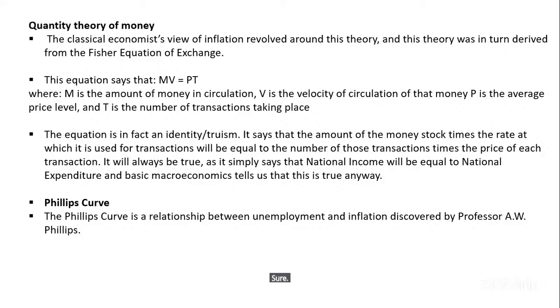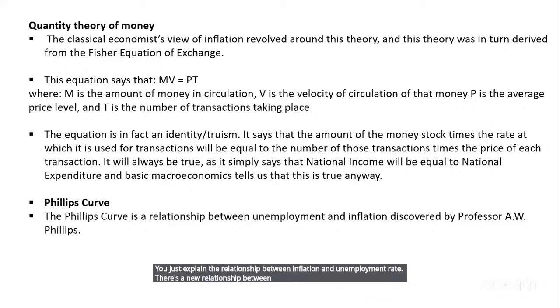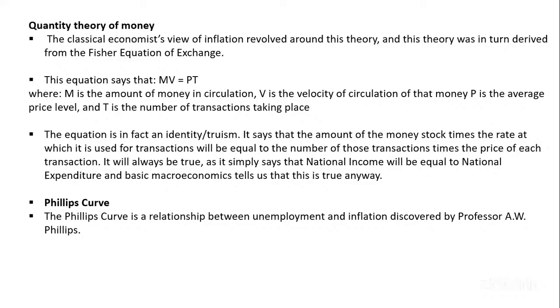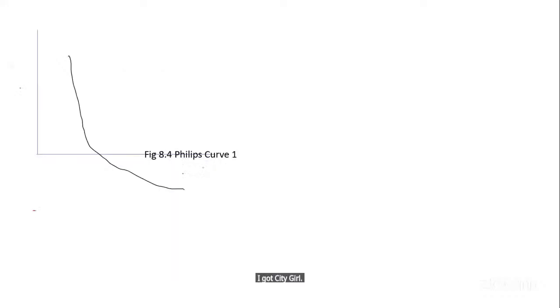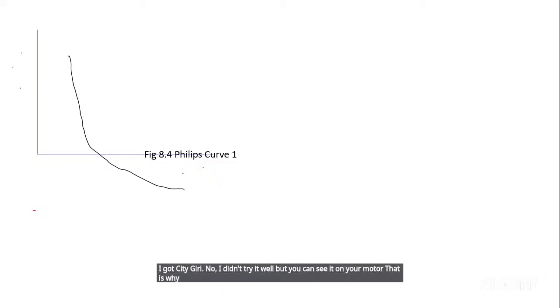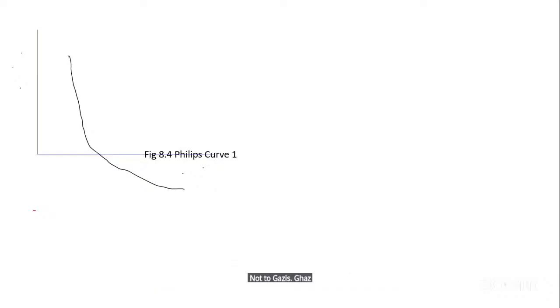The next one is the Phillips curve. It was discovered by Professor A.W. Phillips. We just explained the relationship between inflation and unemployment rate. So there's an inverse relationship between inflation and unemployment rate. And you can see the graph, though I didn't draw it well, but you can see it on your model. That is why inflation is on the y-axis, the vertical axis, while unemployment is on the horizontal axis, the x-axis.